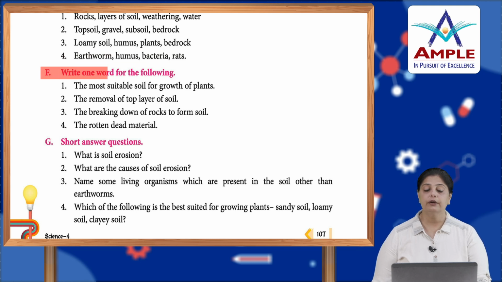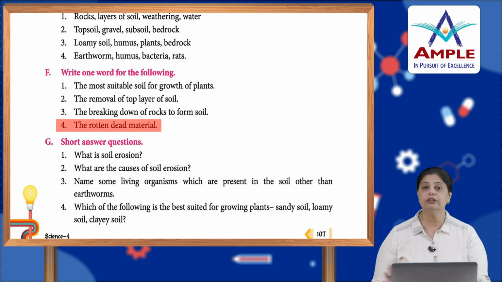Now, write one word for the following. The most suitable soil for growth of plants, loamy soil. The removal of top layer of soil, soil erosion. The breaking down of rocks to form soil, weathering. The rotten dead material, humus.